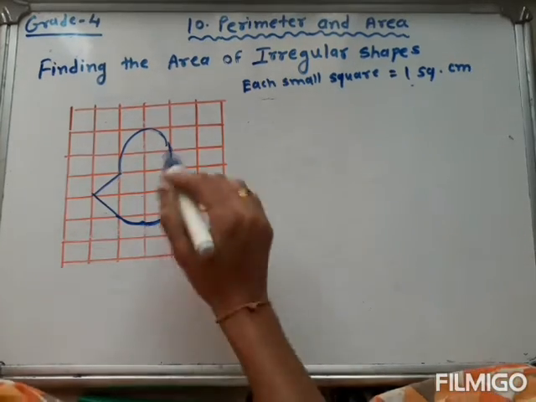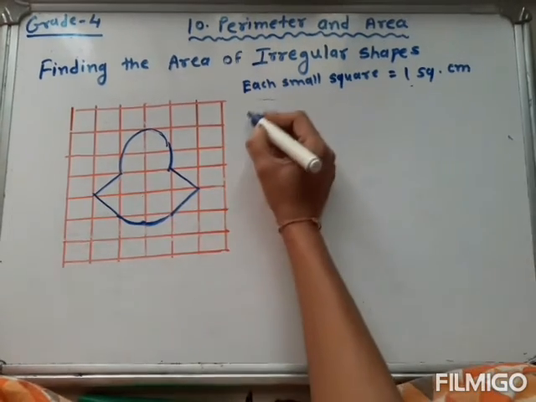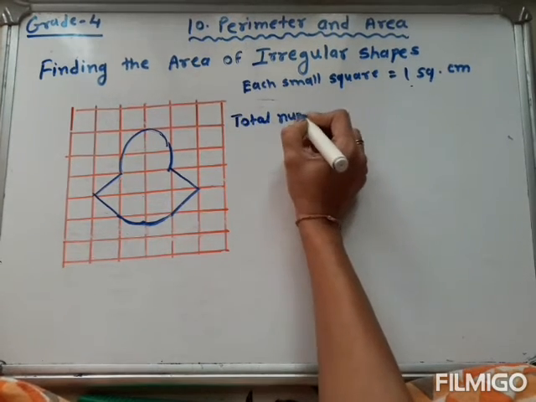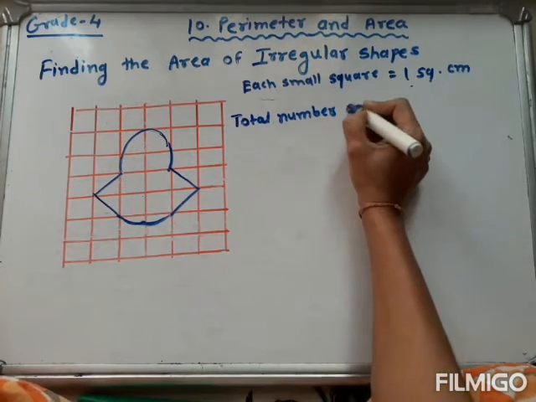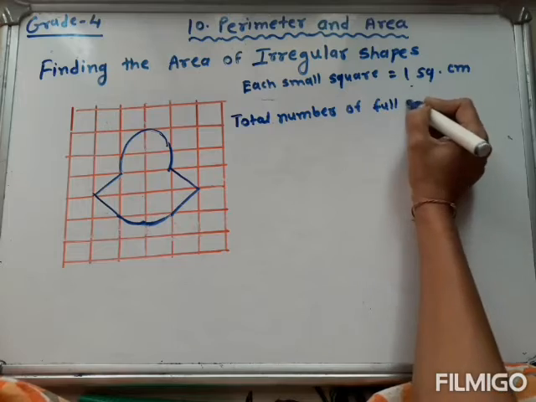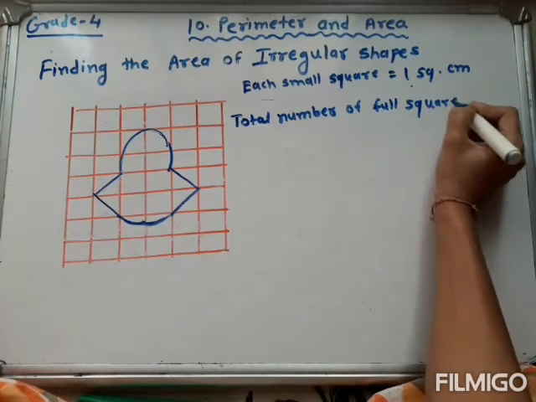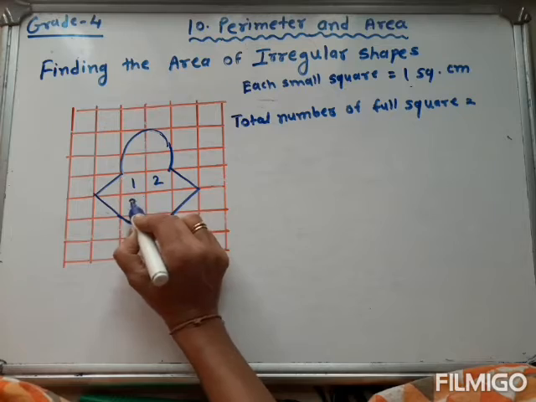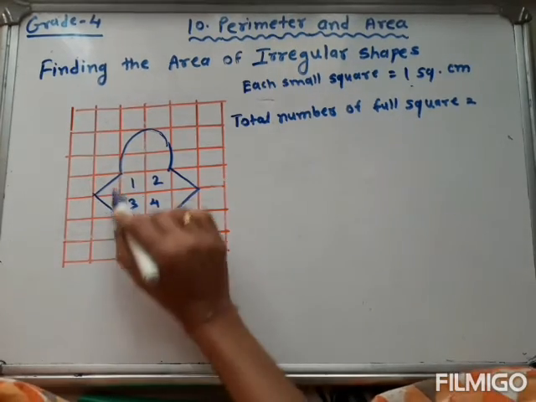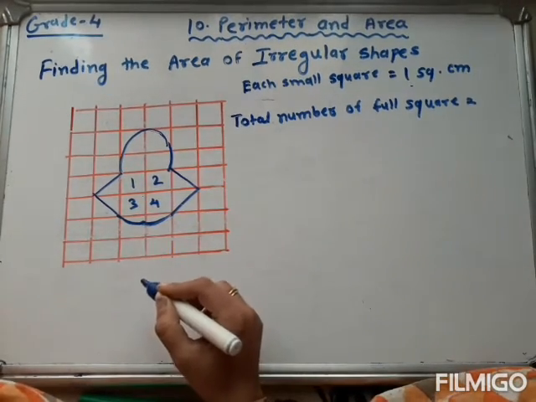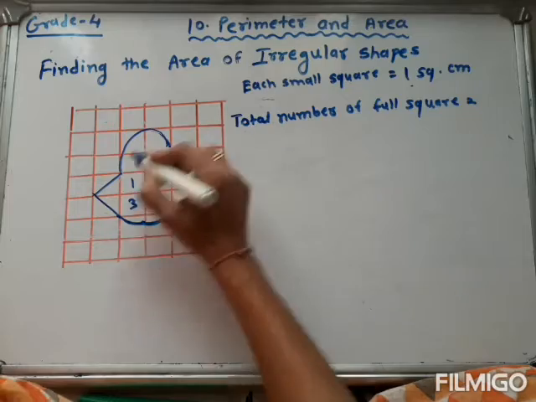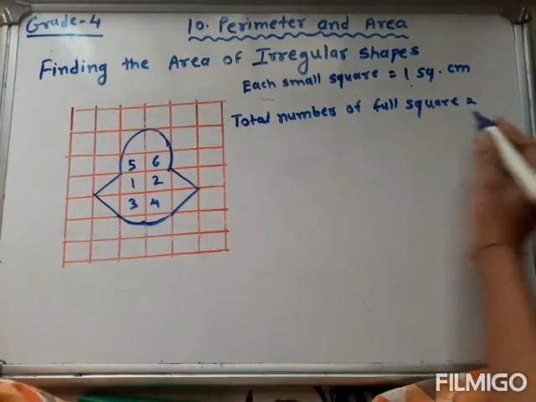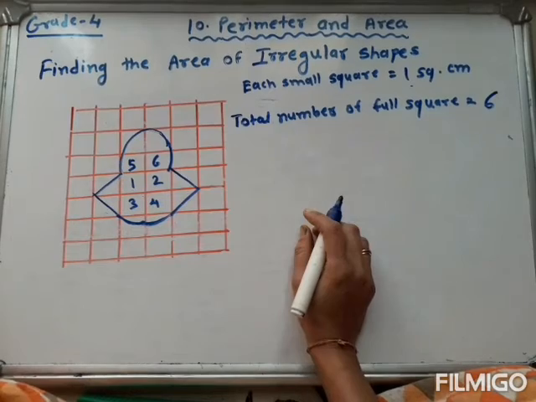So let's start to find the area of this figure. Again, the first step is the total number of full squares. How many? Count the full squares: 1, 2, 3 and 4. Then again, 5 and 6. So we get 6 full squares.